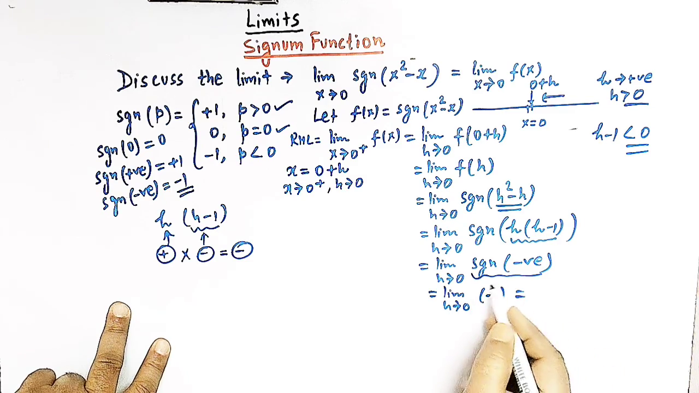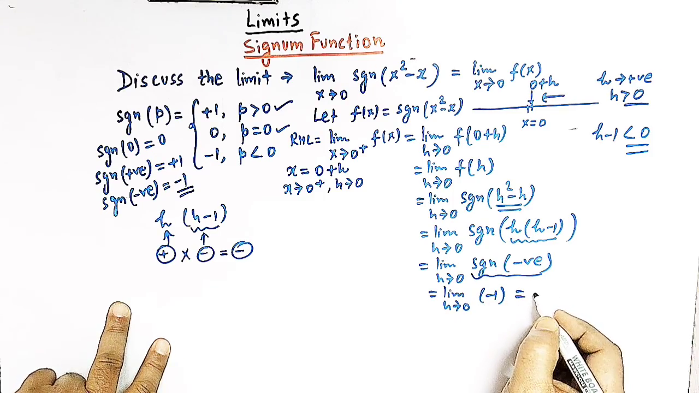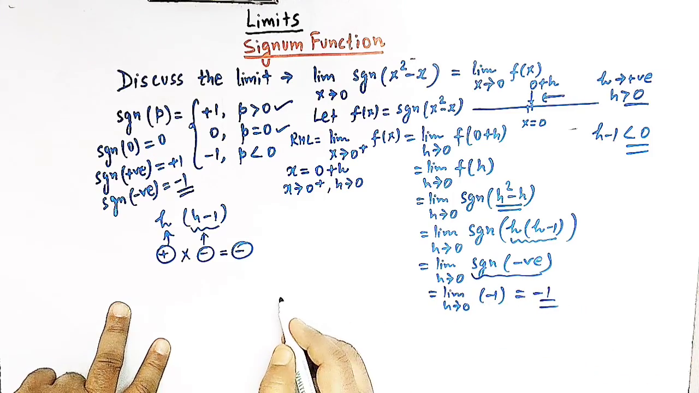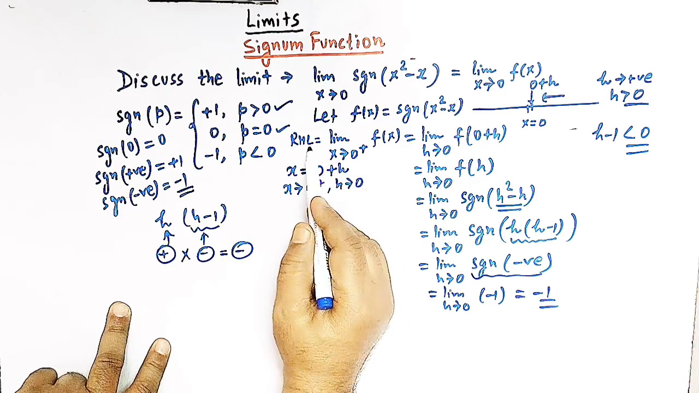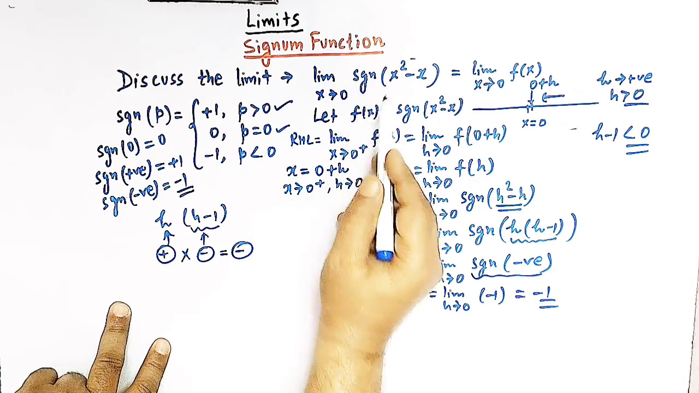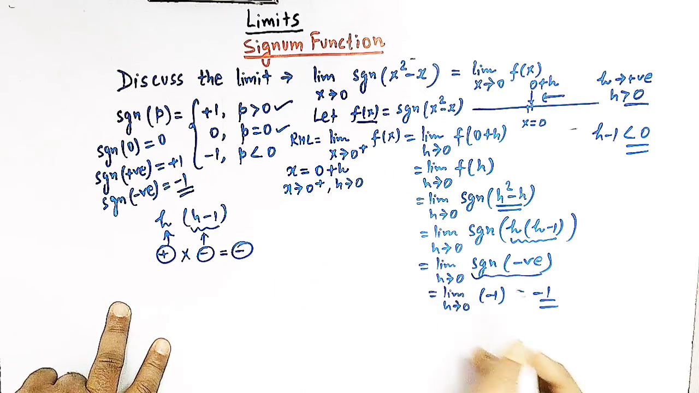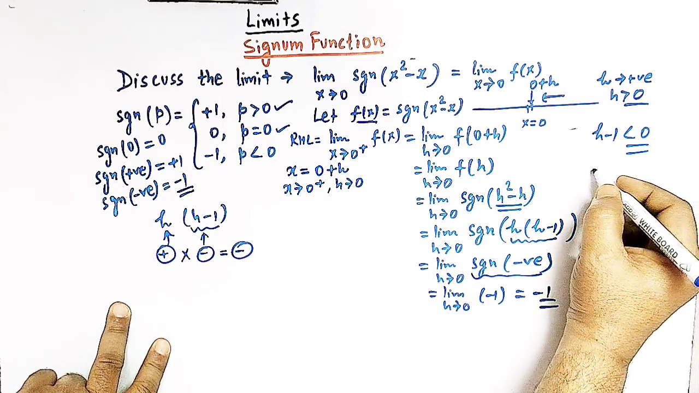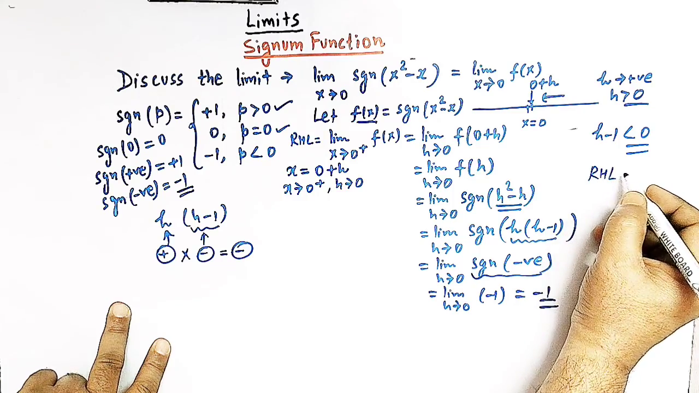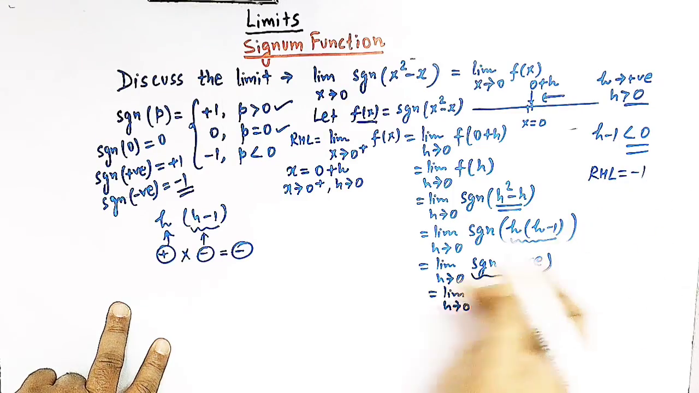And now this term is a constant and it is independent of h. So this limit is equal to minus 1, right? So the right hand limit of this function f of x when x approaches 0 is given by minus 1. So here we write the right hand limit as minus 1.